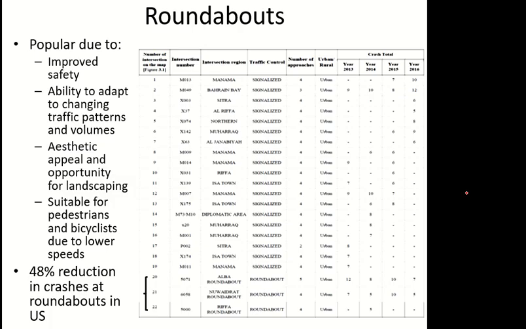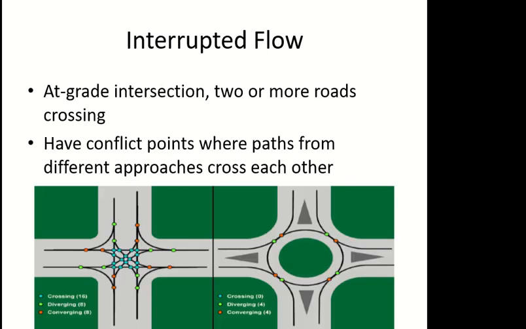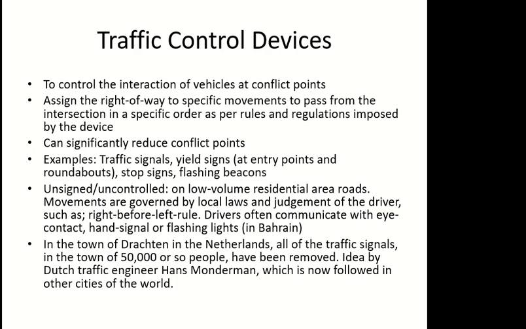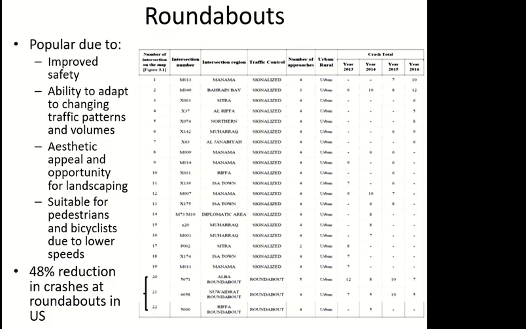Then we have the roundabouts. Roundabouts are very popular. They were very popular in Bahrain as well. Now they have reduced, but in other countries they are becoming popular again, and the reasons are they improve safety. I showed you this at the start. The conflict points are completely removed. 75% of the conflict points are completely removed. They do not exist. So they improve safety. Then they are adaptable to changing traffic volumes.